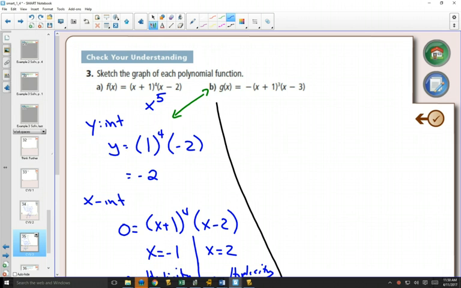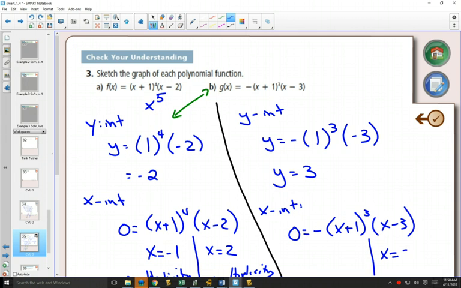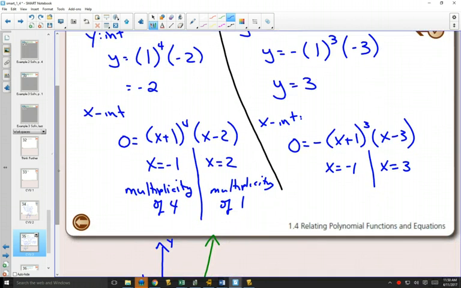1. In our next example, we can find our y-intercept to begin with by plugging in 0 for x. We're going to get a negative times 1 cubed times a -3. We're going to find out that our y-intercept is +3. To find our x-intercepts, here's where you make y equal to 0. So we get x could be 3 or x could be -1.